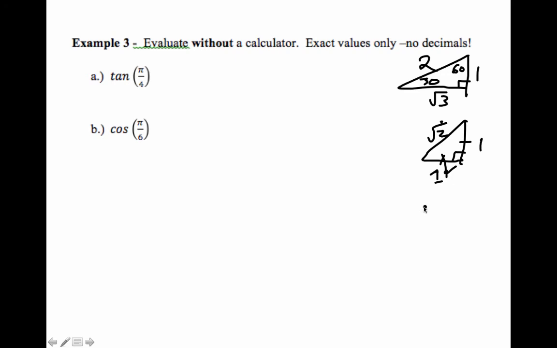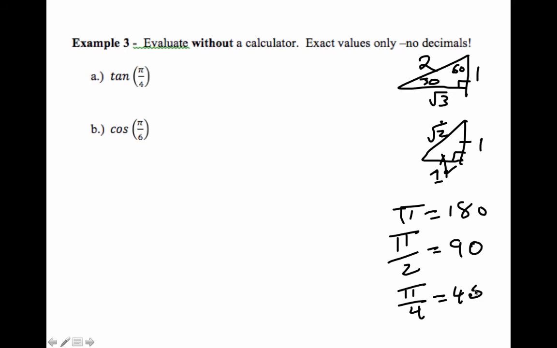I don't remember what pi over 4 is. I remember pi is 180. I don't have a calculator. This could come up on a no calculator quiz. Pi over 2 is 90. Half of that, pi over 4, is 45. Just knowing how to divide by 2 tells me that I'm looking for the tangent of a 45-degree angle, which means I'm on this triangle.